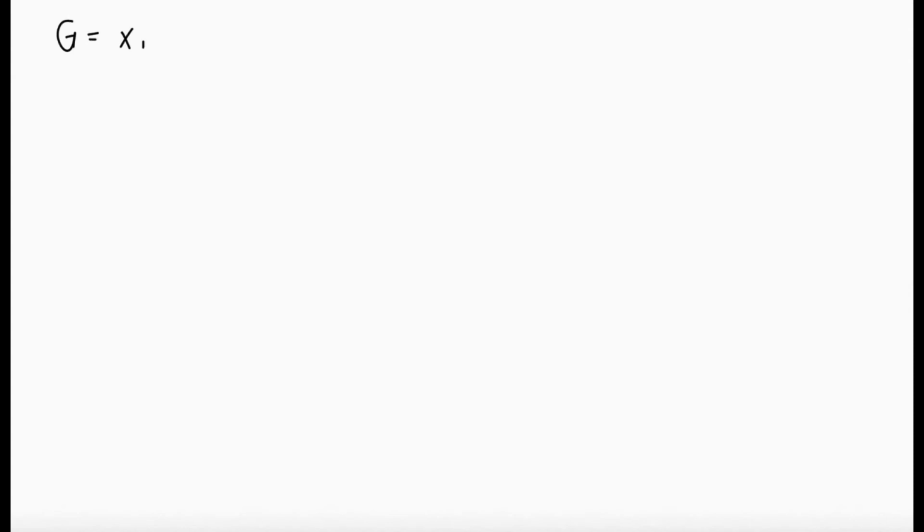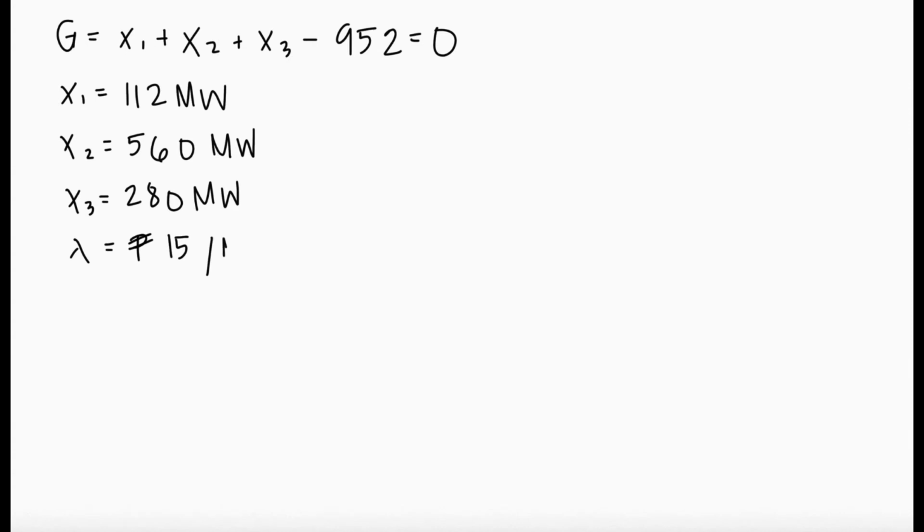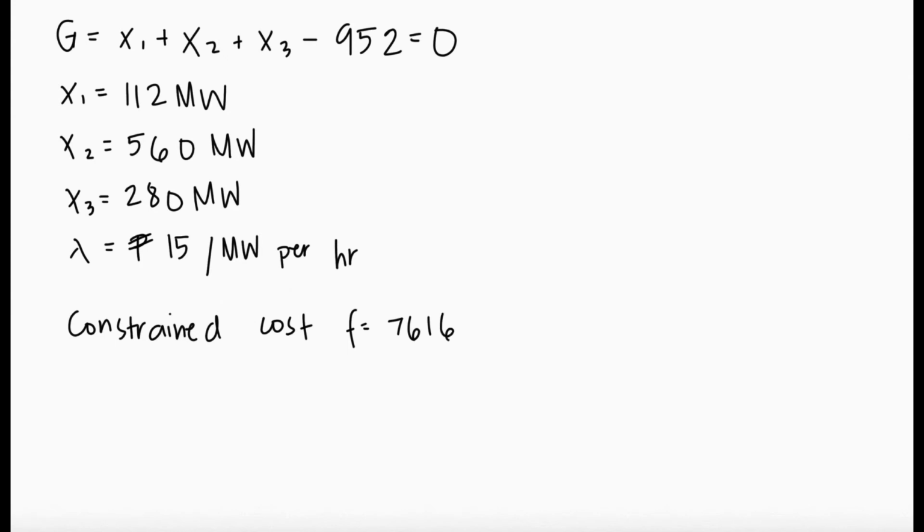Solving, together with g equals x sub 1 plus x sub 2 plus x sub 3 minus 952 equals 0, yields x sub 1 equals 112 megawatts, x sub 2 equals 560 megawatts, and x sub 3 equals 280 megawatts. Lambda equals 15 peso per megawatt per hour, and the constrained cost f is 7,616 peso per hour. This is the generation scheduling that minimizes the hourly cost of production.